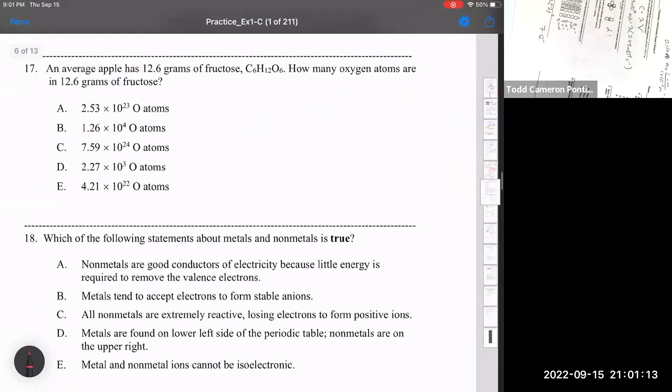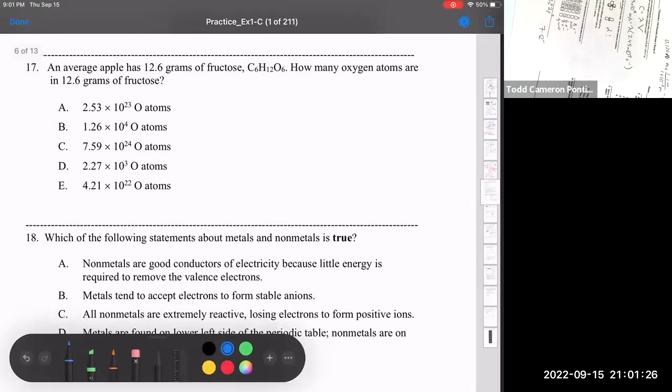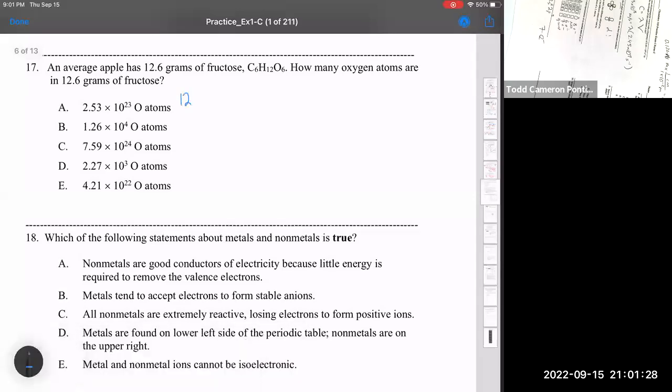Question 17. An average apple has 12.6 grams of fructose, C6H12O6. How many oxygen atoms are in this? This is a classic dimensional analysis problem. And our goal is to keep converting units until we get to what we want. So it's 12.6 grams of C6H12O6.